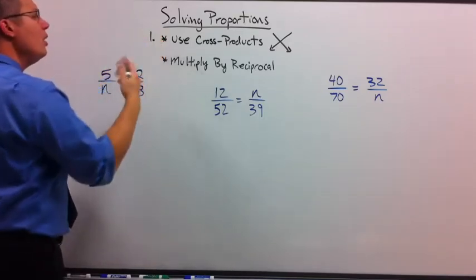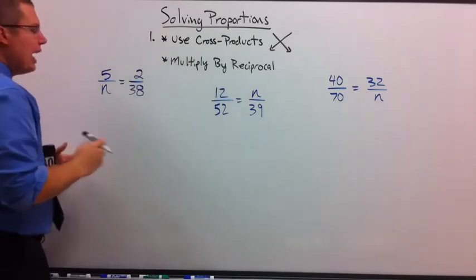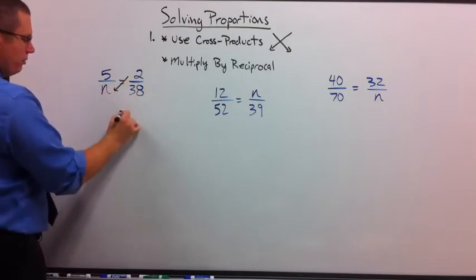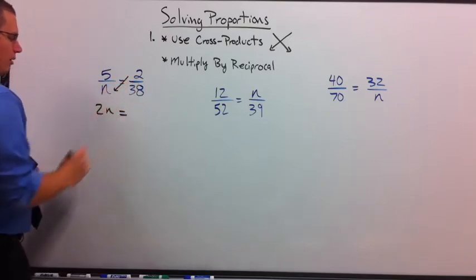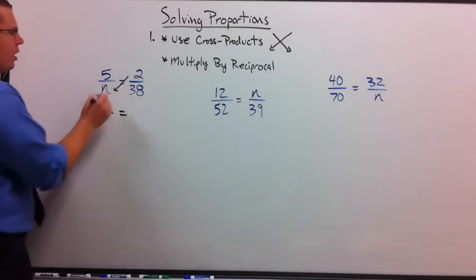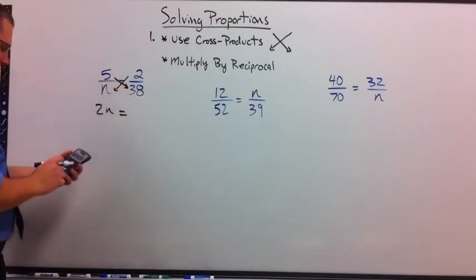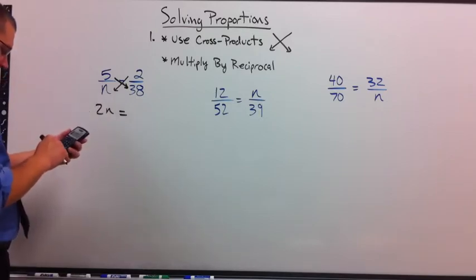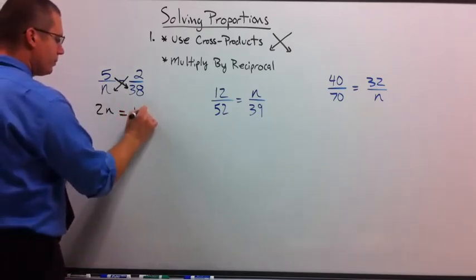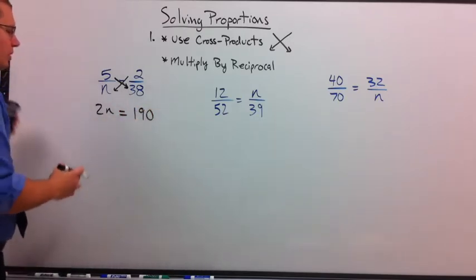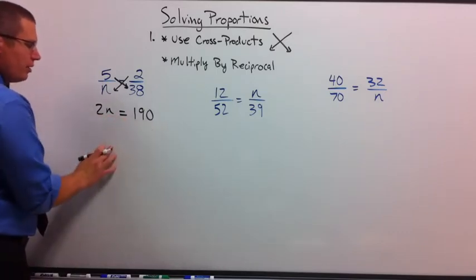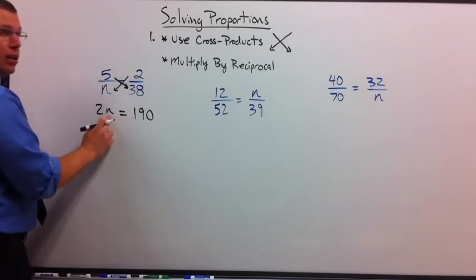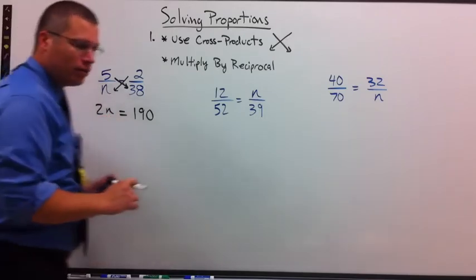Step 1, use cross products. Now we remember this from checking proportions, so I multiply diagonally downward. 2 times n is 2n. On this side, 5 times 38. What's nice is I don't have to spend time with these calculations. Take my calculator. 5 times 38 is 190. Now if you remember, we would sit here and say, is this side equal to this? It either was or it wasn't. The problem is we don't know what n is. But can we figure it out?